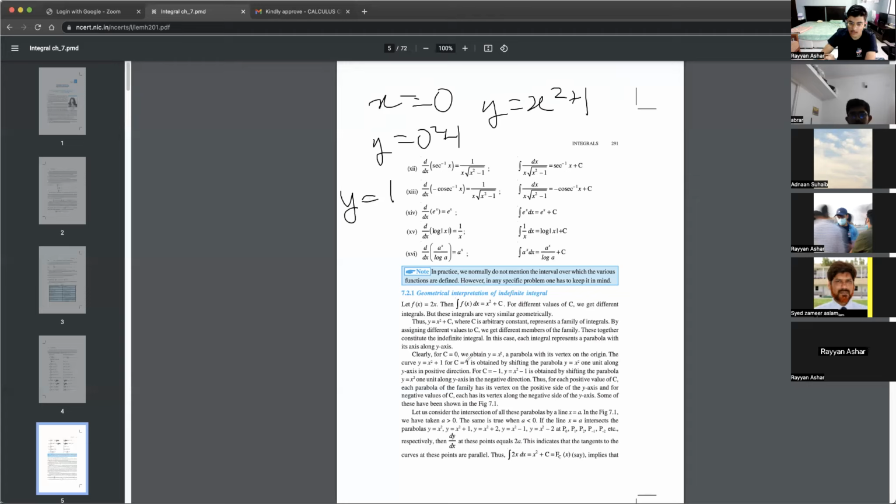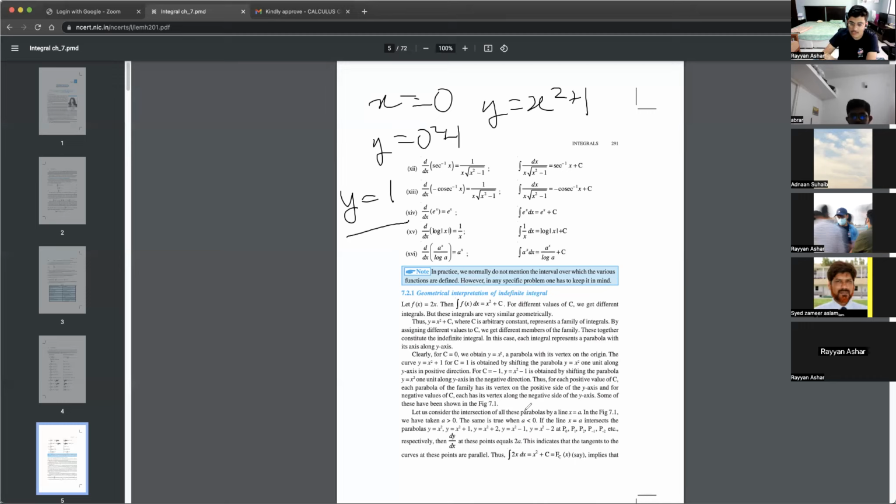Therefore, like it says here, for the curve y is equal to x squared plus 1, c equal to 1 is obtained by shifting the parabola y is equal to x squared 1 unit along the positive direction of the y-axis, because the y-intercept is 1. So that is where the vertex will be. Similarly, for different values of c, you get different vertices. Thus, for each positive value, each parabola of the family has its vertex on the positive side of the y-axis, and each negative value has it on the negative side of the y-axis.